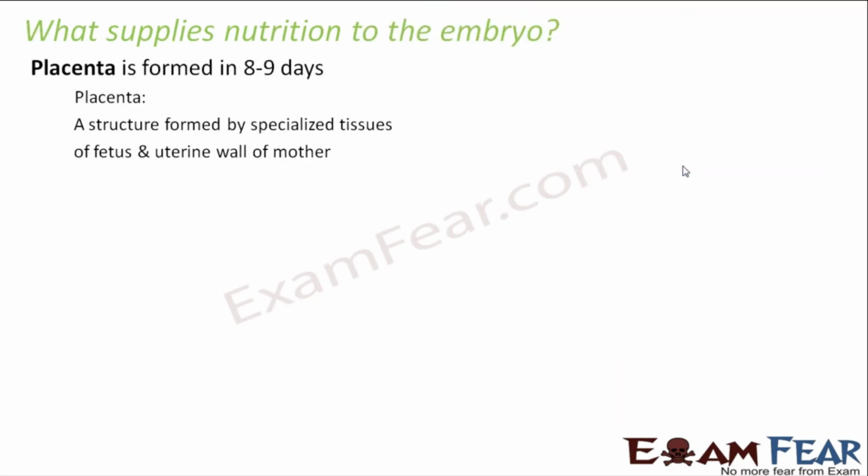Now there is a specialized structure called the placenta, which is formed in 8 to 9 days. As I said, in 4 to 5 days, the embryo starts moving towards the uterus. So in a total of 8 to 9 days, a specialized structure is formed that is called the placenta. This structure actually helps in providing nutrition to the embryo. It is a structure formed by specialized tissues of the fetus and the uterine wall of the mother. Uterine wall means the wall of the uterus.